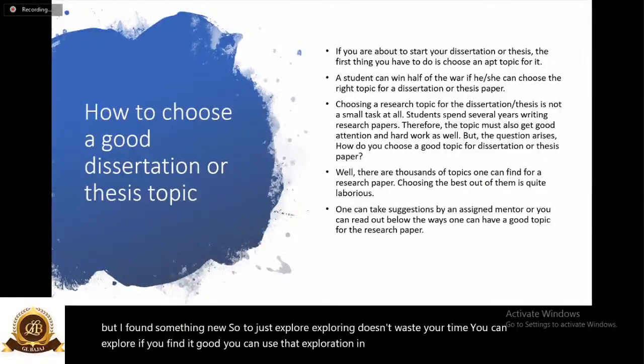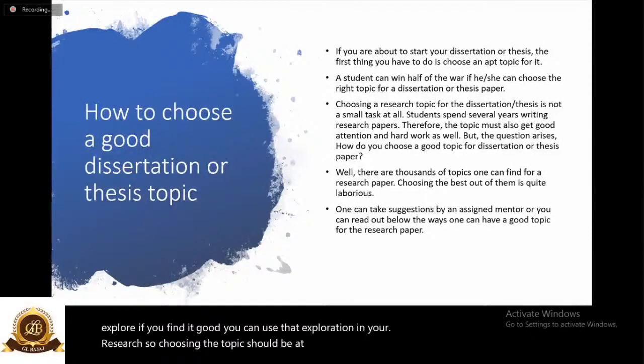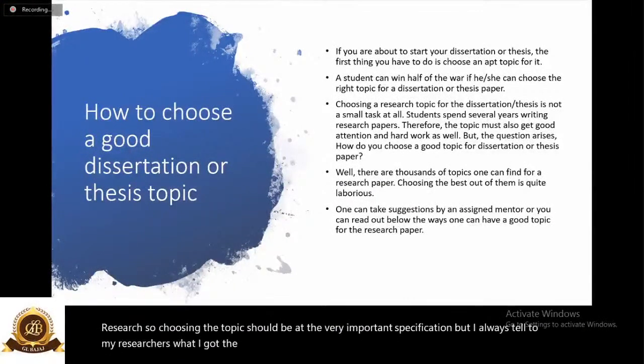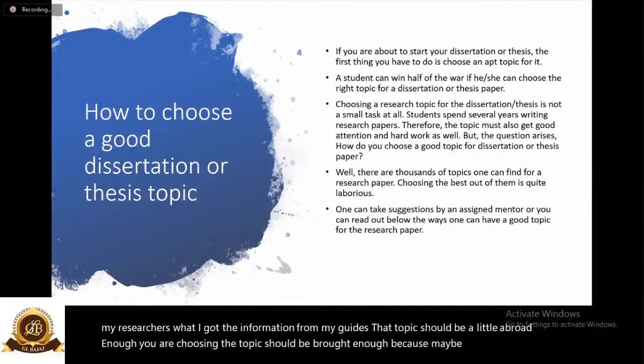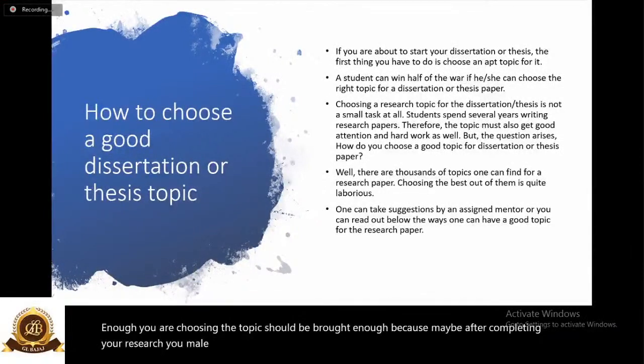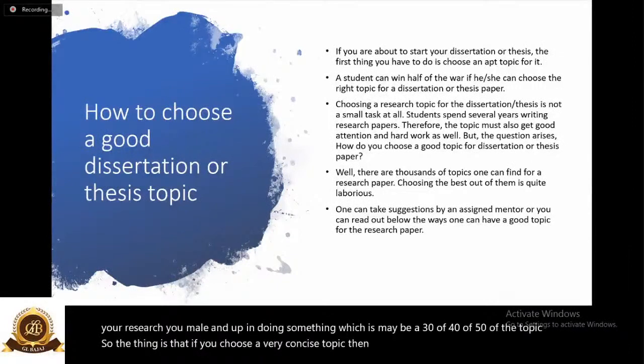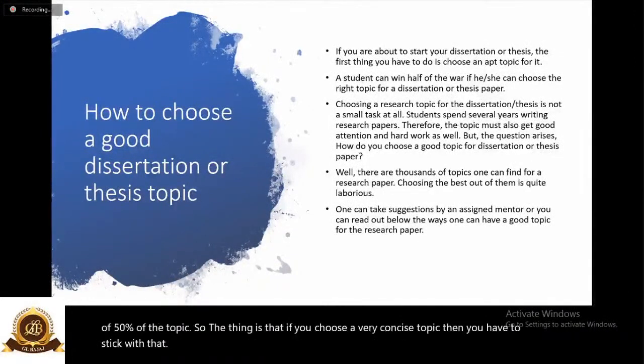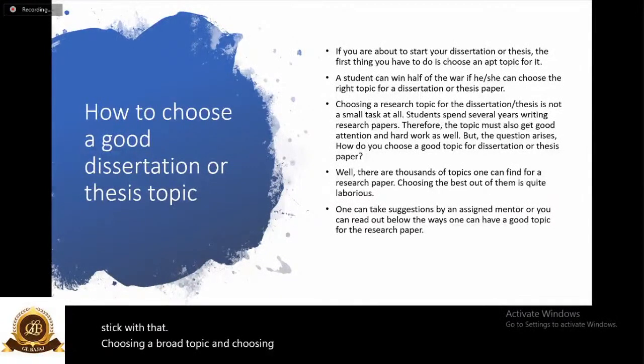So choosing a topic is a very important specification. But I always tell my researchers what I got from my guides, that the topic should be broad enough, because after completing your research, you may land up doing something which is maybe 30% or 40% or 50% of the topic. If you choose a very concise topic, then you have to stick with that topic. So choosing a broad topic and a broader mechanism will help you land in a safe zone. That's very important to do.